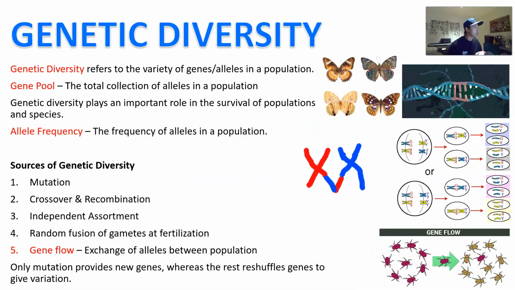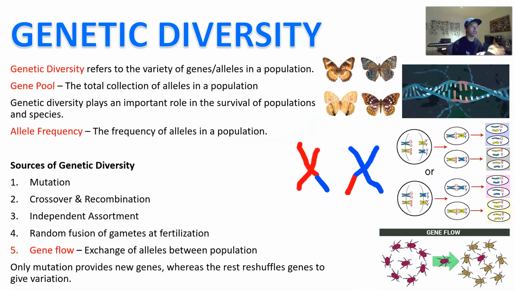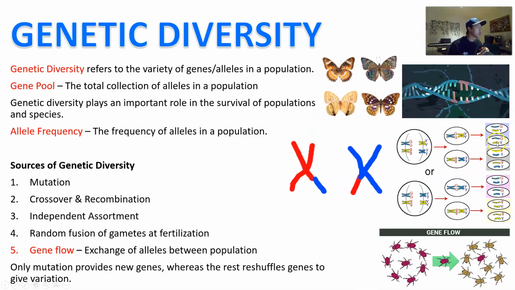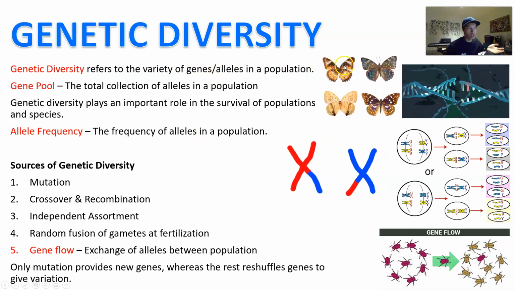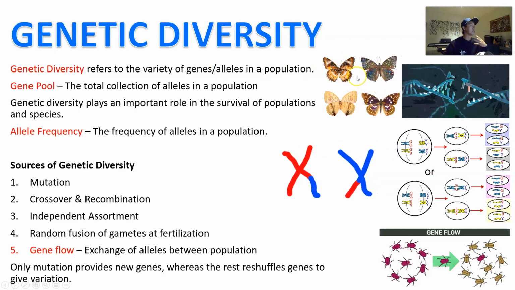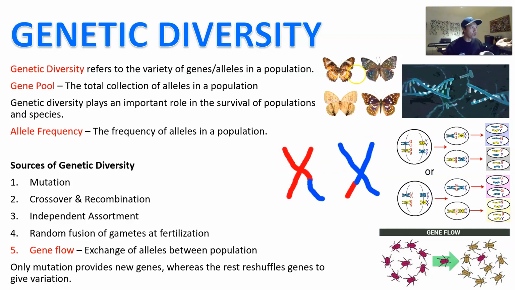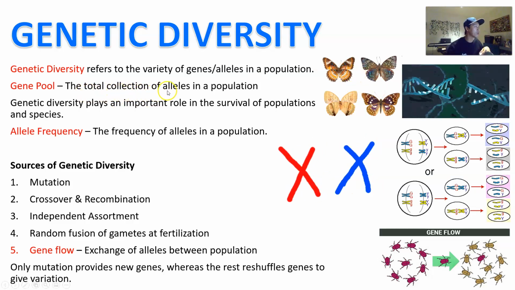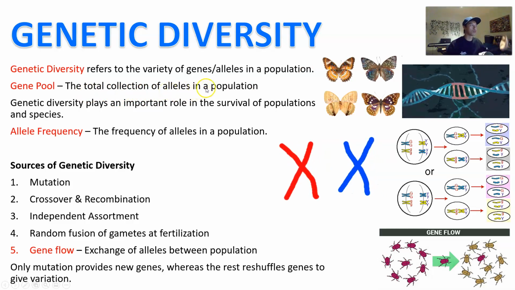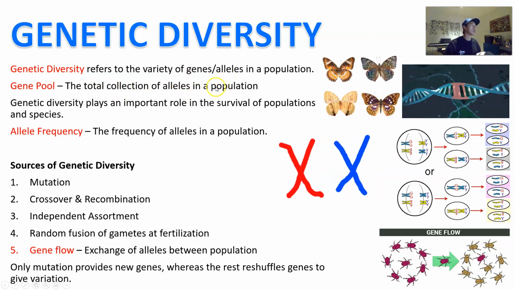Genetic diversity is referring to basically the variety of genes and alleles in a population, right? So these genes and alleles are then expressed as traits within the population. Genetic diversity relates really well with biodiversity. When we talk about a population's gene pool, we are talking about the total collection of alleles that are present in that population. So the greater the gene pool, the greater the variation in the genes and the alleles.